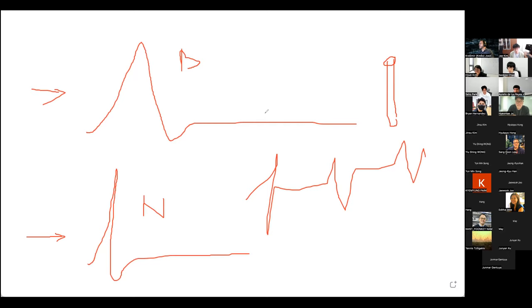Yeah, sure. I'm a little bit curious about why people don't classify neurons.